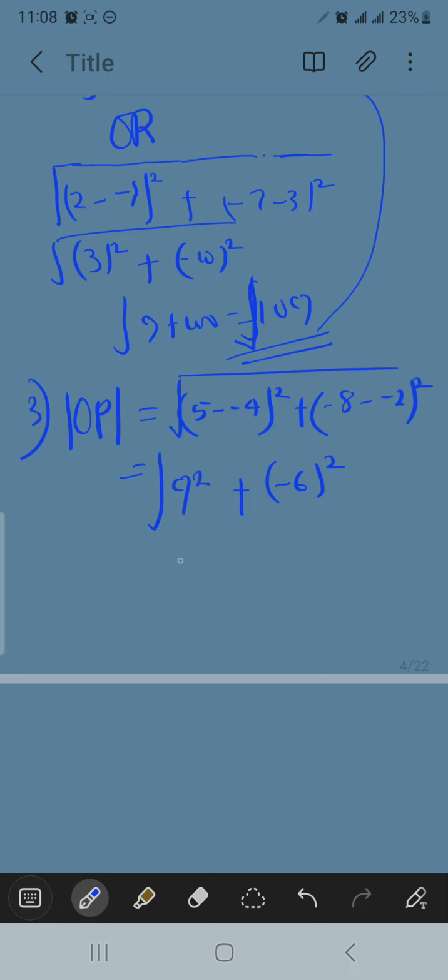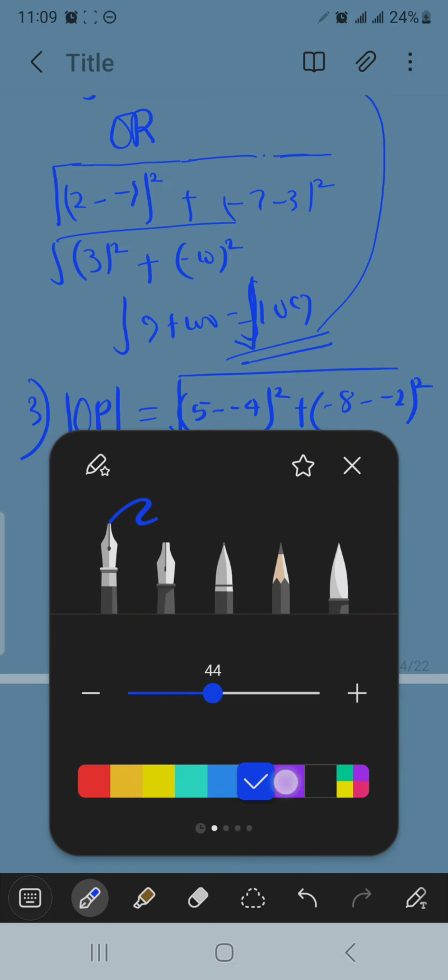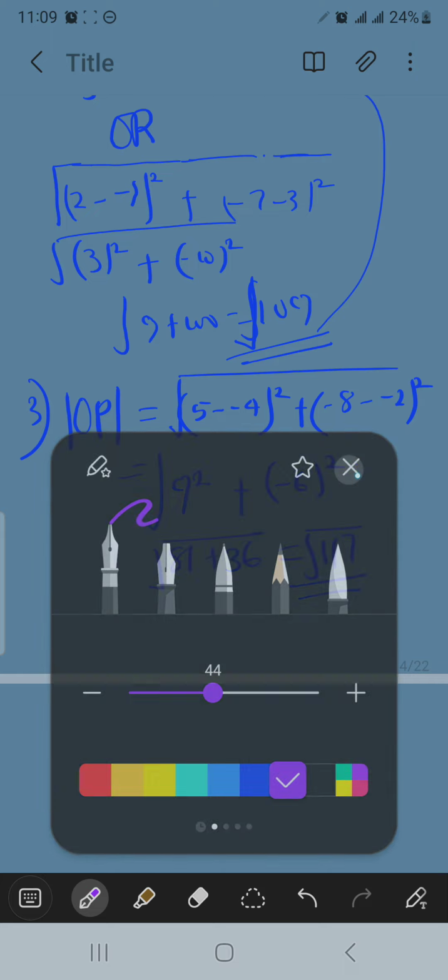So this one will now be 81. 9 square is 81. 9 times 9 is 81. 6 times 6 is what? 36. The reason why this one turns to plus is that square minus and minus is plus. So this one will now be 81 plus 6... 1 plus 6 is what? 7. 3 plus 8 is 11. So that's going to be the answer. And I hope you understand this very well.